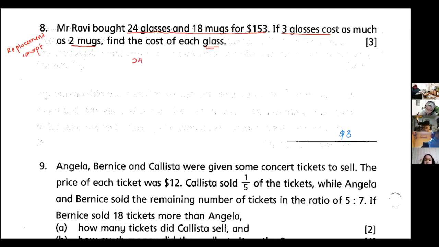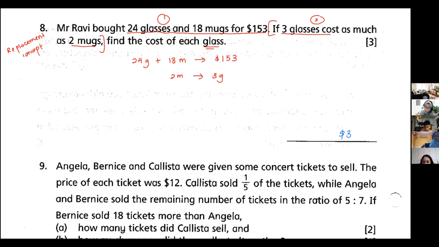I have 24 glasses plus 18 marks. That gives me $153. This is from my first information, right? The second information is this one, correct? This part here. So my second information is, I know that 2 marks is also the same as 3 glasses. Can you see? So this one means 2 marks is 3 glasses. 3 glasses is 2 marks. It's the same lah. Just swap it, terbalik.